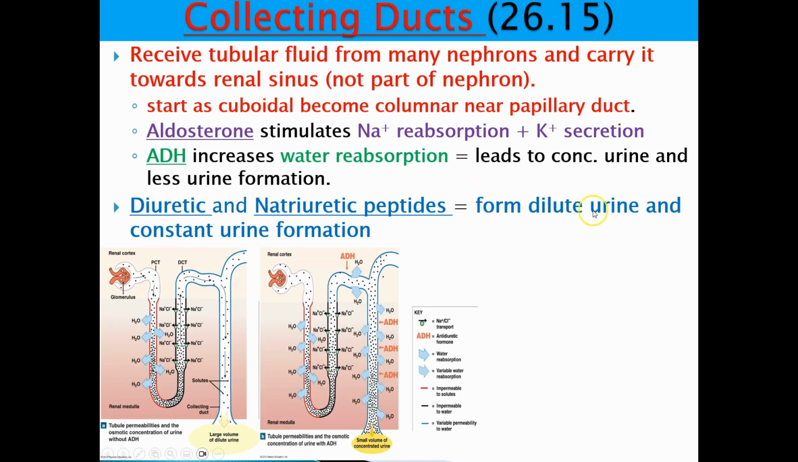They help form dilute urine and create a constant urine flow. And by doing that, of course, you're reducing blood volume, which is thought to help regulate blood pressure. So in that case, you're blocking basically ADH formation.